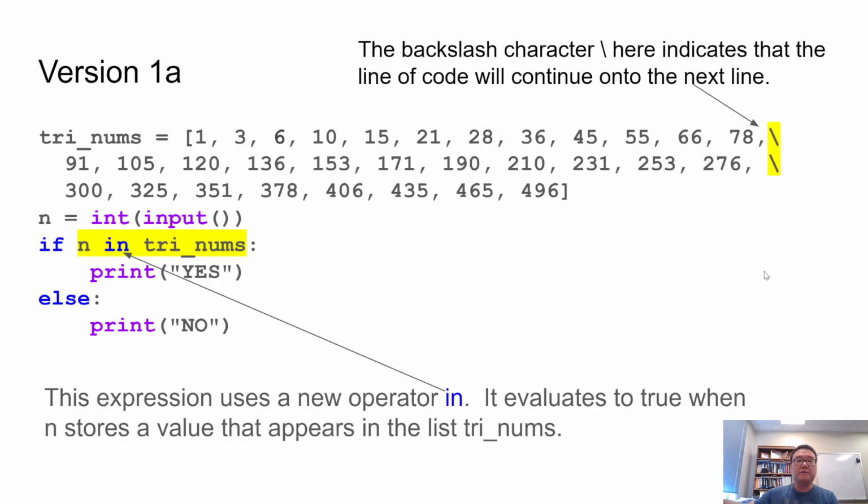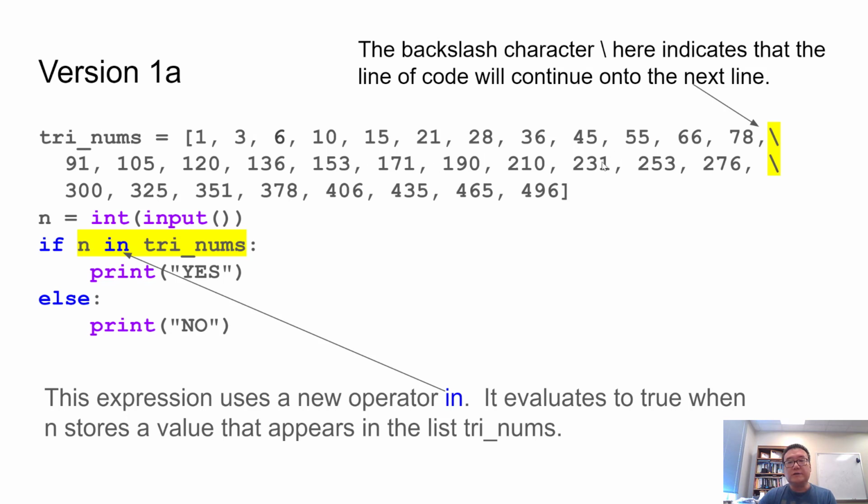For that, there are built-in functions. Actually, there's a built-in operator. It's called in. So an element in a list will be evaluated to true when the element is in the list. In other words, the list contains a value that is the same as the value stored in n. So this is version 1 of our code.